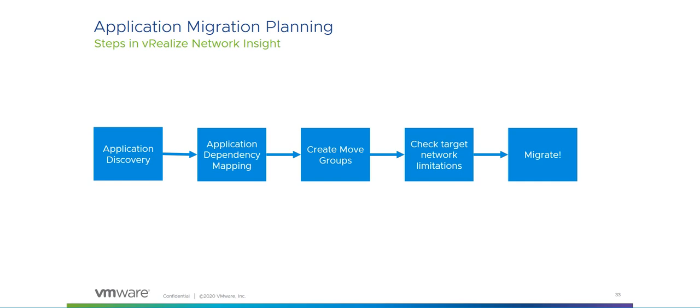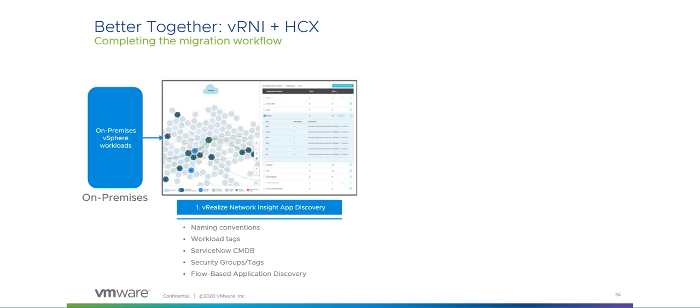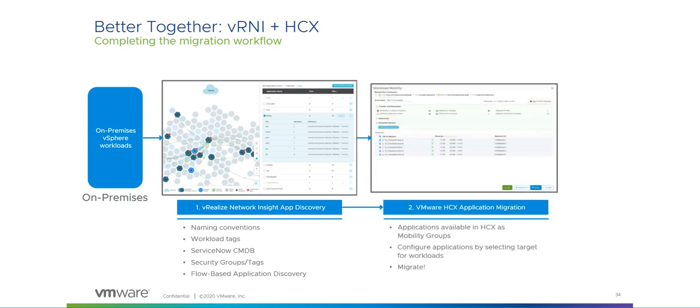And then finally, you migrate, right? When we look at that, we have our vSphere on-premises workloads. We would analyze those with vRealize Network Insight App Discovery. And then we would take the information that was created with vRealize Network Insight and use it with VMware HCX to perform the actual migration itself. These two tools together will be becoming more and more integrated over time. These tools will be an end-to-end flow for our customers to easily migrate workloads across their environment.